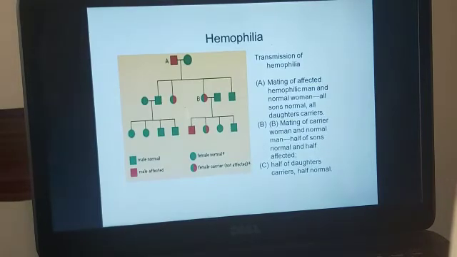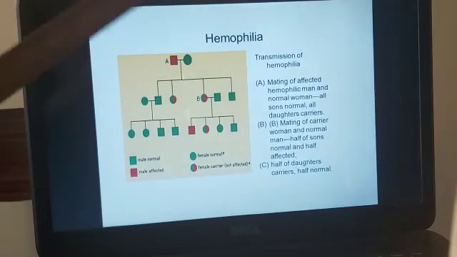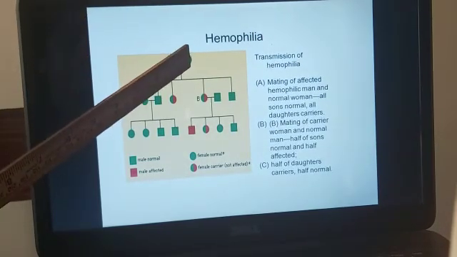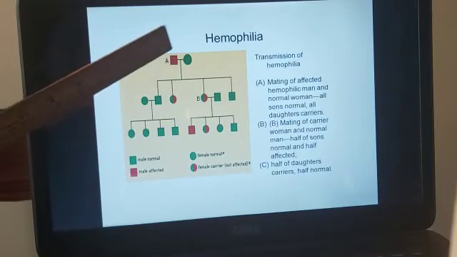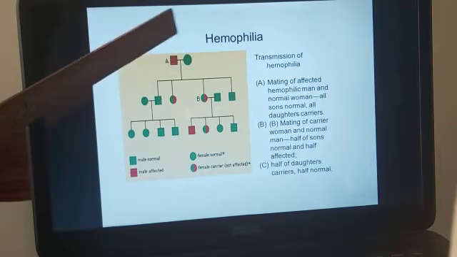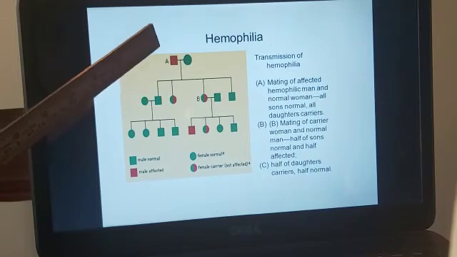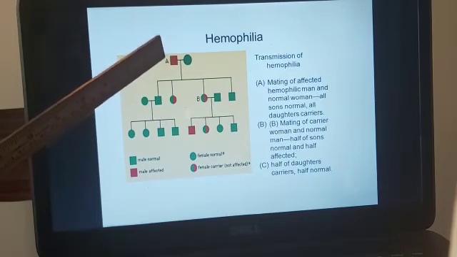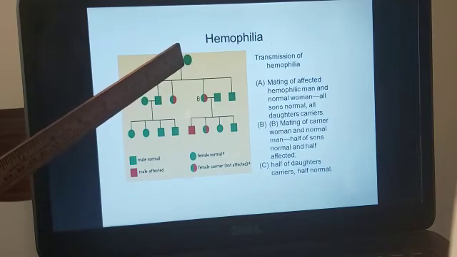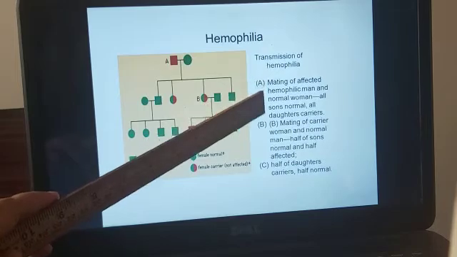Now here let us understand the pedigree chart or the transmission of hemophilia. Here you see this is male and this is female. The key is already given: the male is affected and the female is normal. When you have a cross, you can do it on paper also, the same thing. Affected male with normal female. Now what will happen? Mating of the affected hemophiliac male and the normal female.